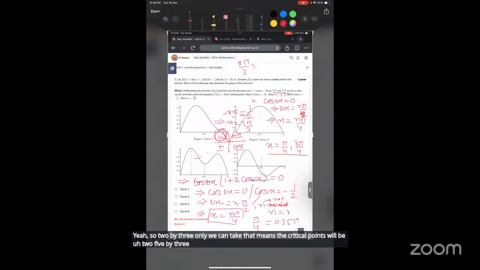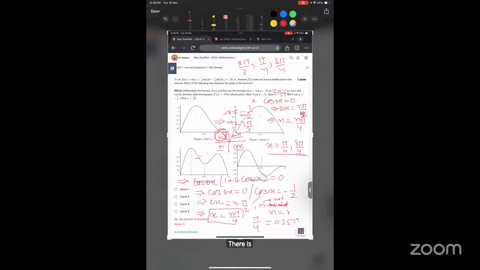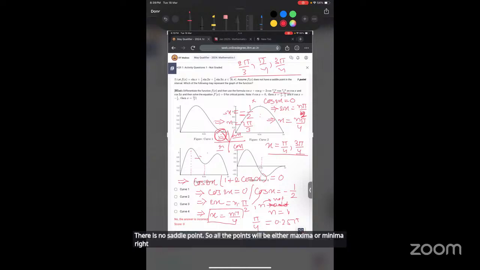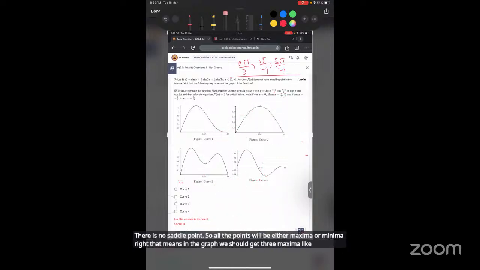Second, we collected pi by 4. Third, we have 3 pi by 4. That means there are 3 critical points. And we know that there is no saddle point, so all the points will be either maxima or minima, right? That means in total, including maxima and minima, there will be 3 local extrema, right? So in which curve do we have 3 local extrema? Yes, curve 3, madam.